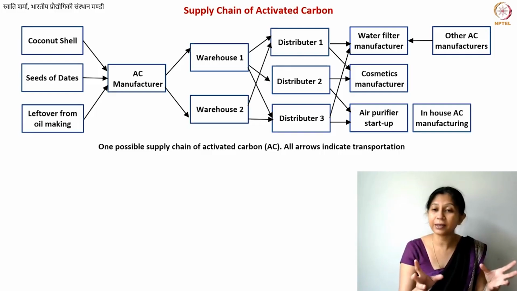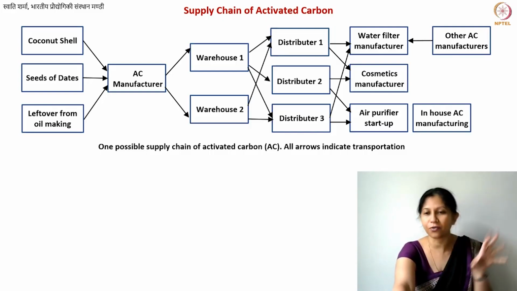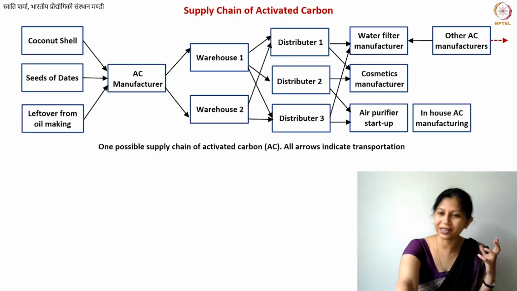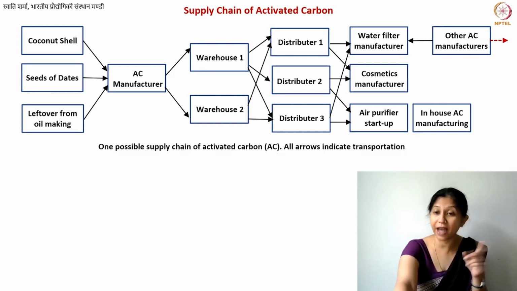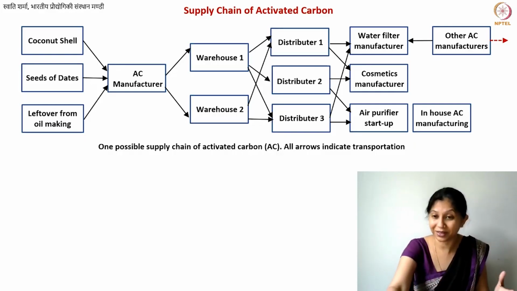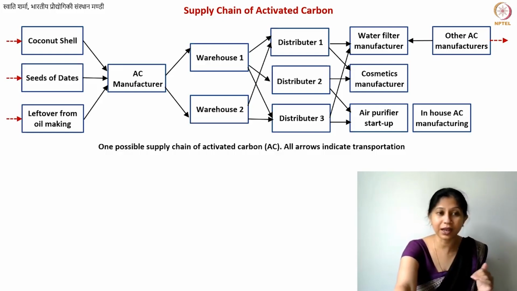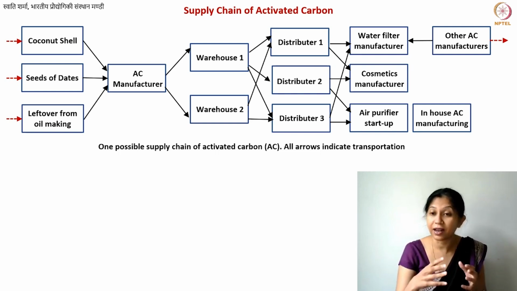So the point is that the network of supply chain doesn't really end at one point. It's just a part of one big large supply chain. Okay, so that's why I have made this red arrow here. Now these other manufacturers may also supply their activated carbon to some other companies. So it continues.